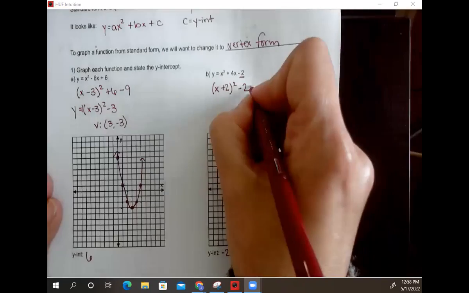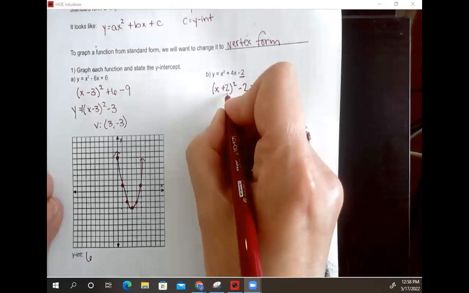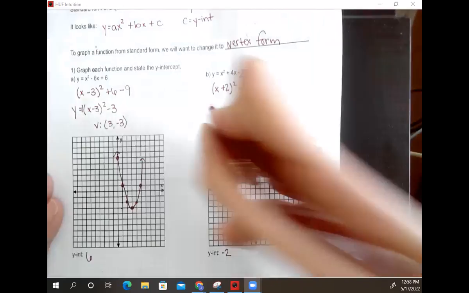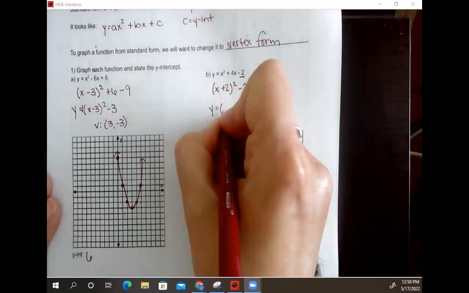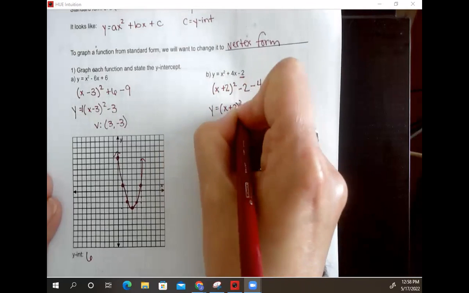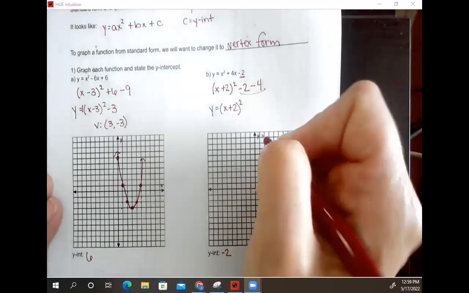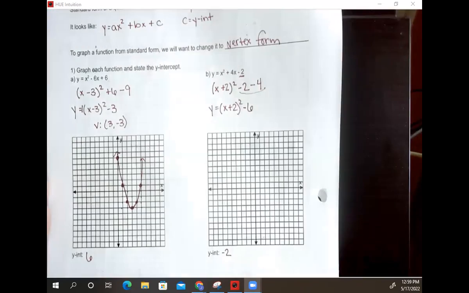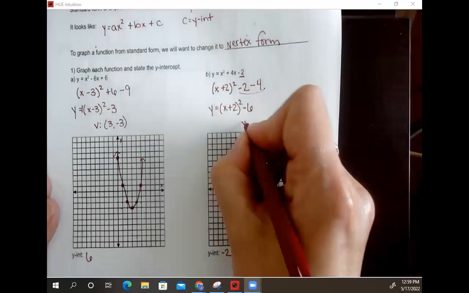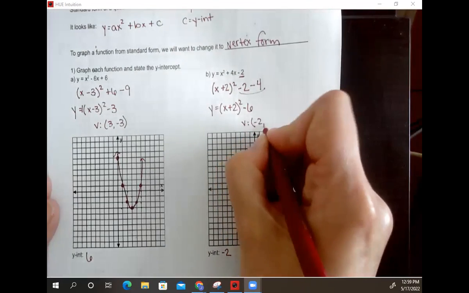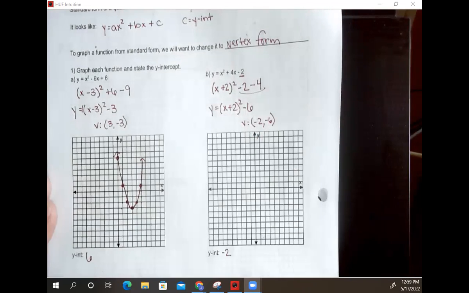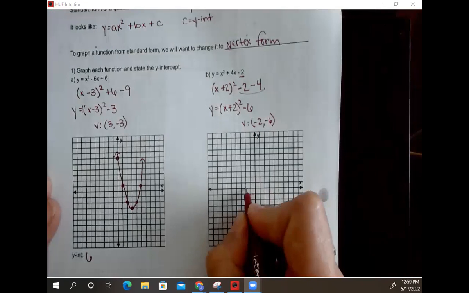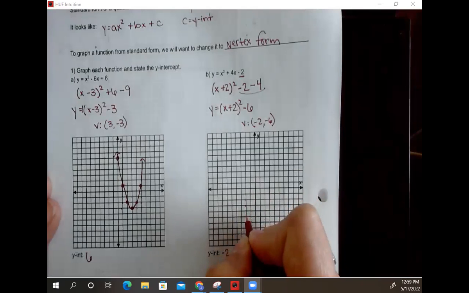And then we have to subtract our cut in half number squared. So 2 squared is 4. When I tidy this up, I get y equals x plus 2 squared. And then when we combine our like terms here at the end, -2 minus 4 would be -6. So my vertex here is -2, -6. I can plot that point now. 1, 2, 1, 2, 3, 4, 5, 6.